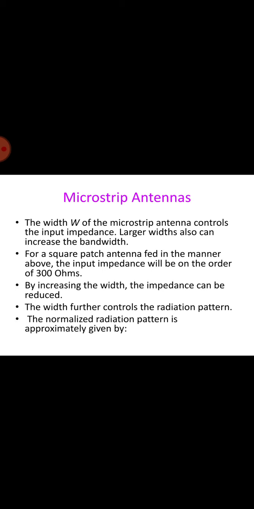For a square patch antenna fed in the manner above, the input impedance will be in the order of 300 ohms. By increasing the width, the impedance can be reduced, and the width further controls the radiation pattern.